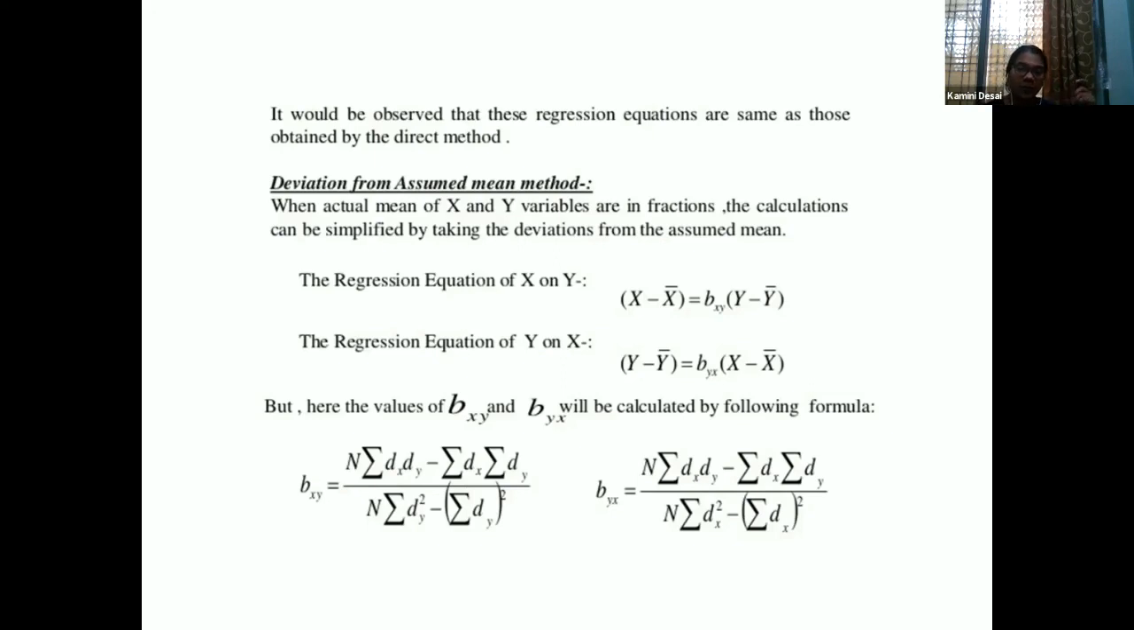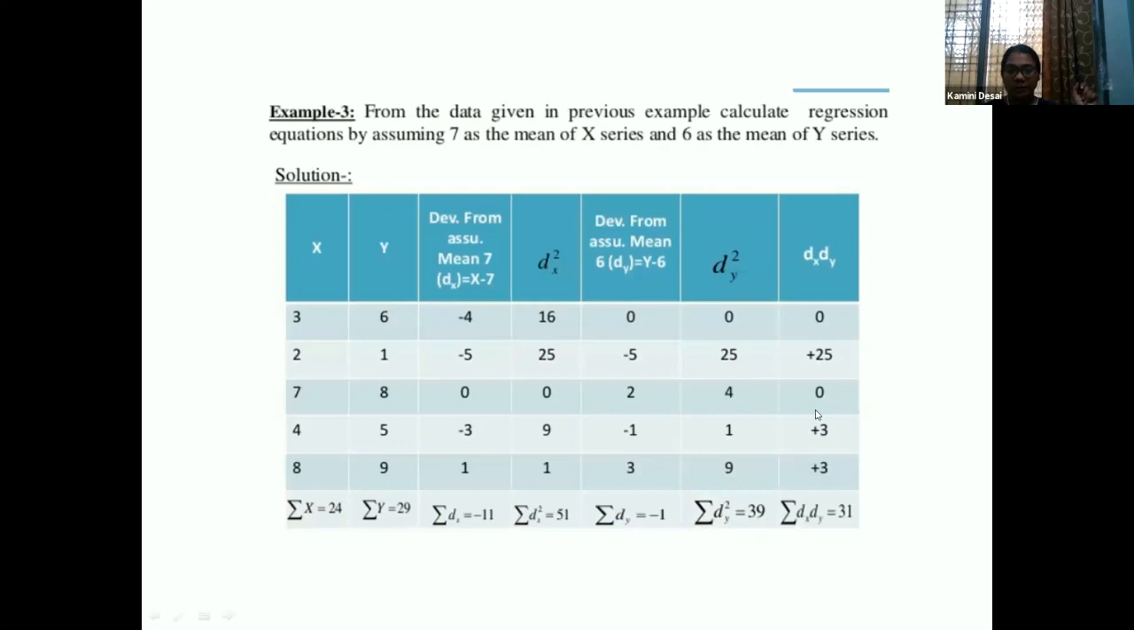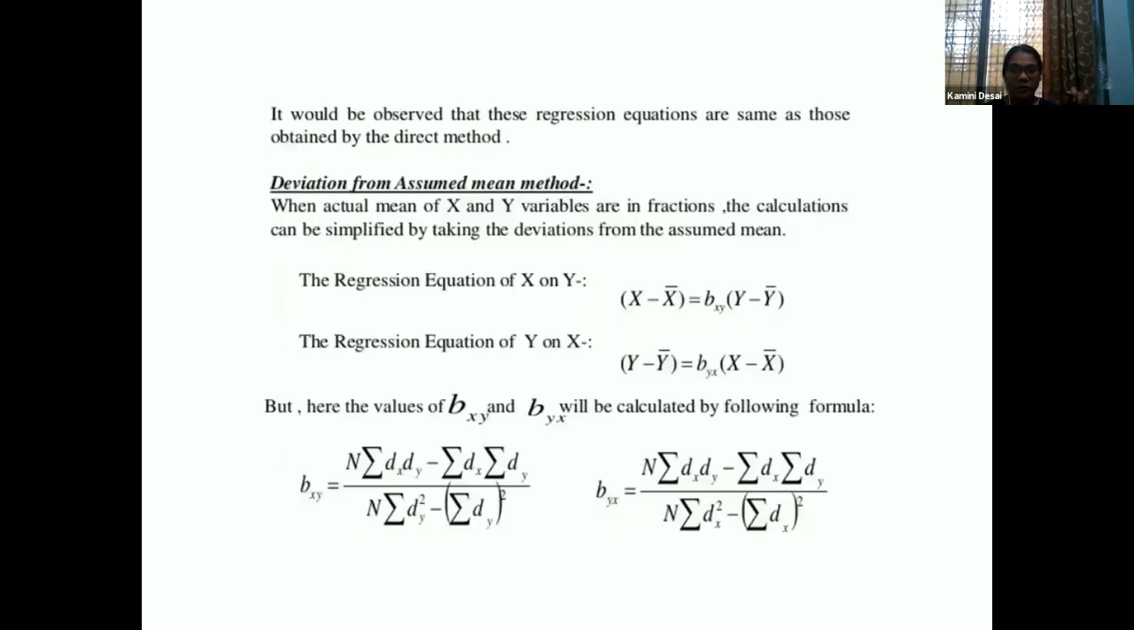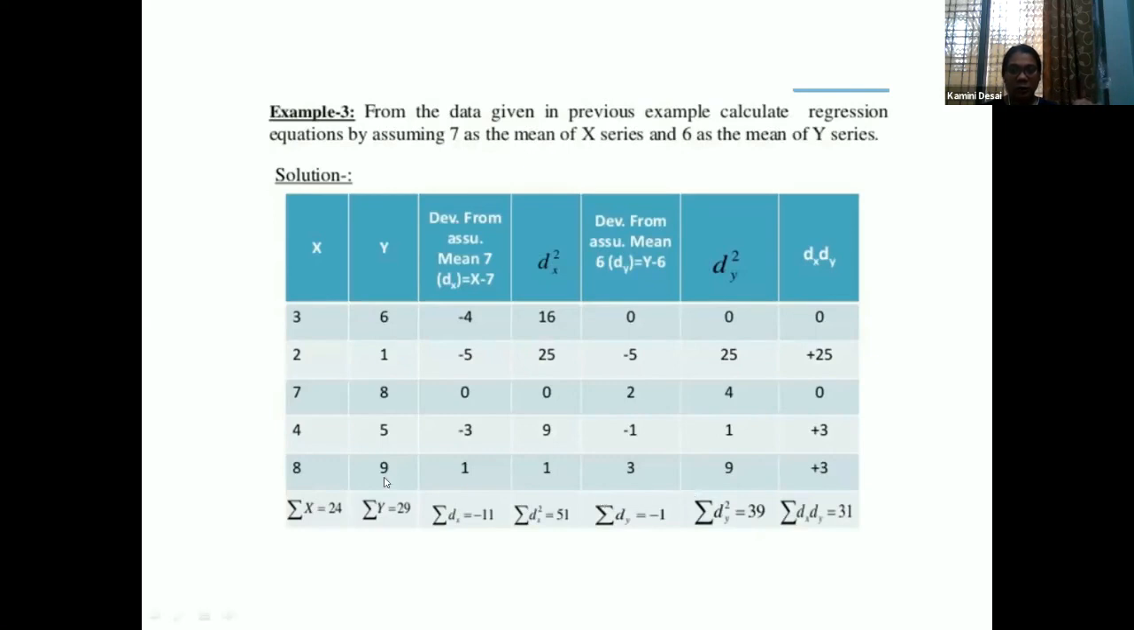How far have you reached? Have you done this table? If you write this equation, calculate all the values. Take dx square, square each dx, and for y every time you subtract 6 and square it. Then dx into dy in this column, and take the sum of all of these at the end. This is the sign for total sum. It's called summation.